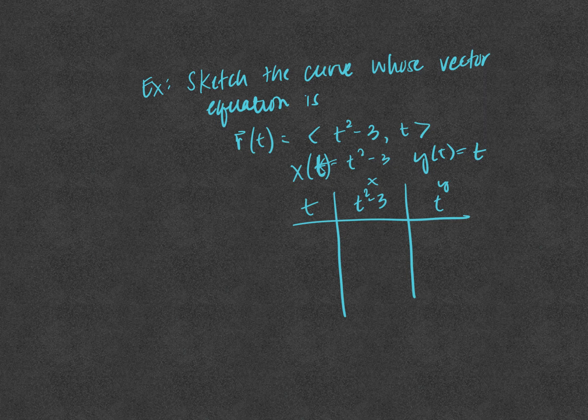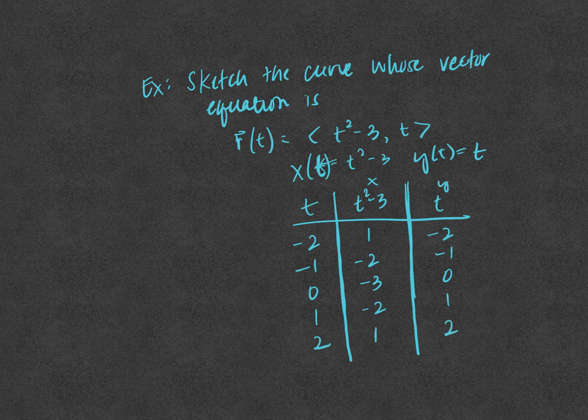The vertex of this parabola in terms of t is 0, -3. So I'm going to pick -2, -1, 0, 1, and 2 for t. And then when I plug them into x, I get 4 minus 3 is 1, 1 minus 3 is -2, 0 minus 3 is -3, 1 minus 3 is -2, and 4 minus 3 is 1. And then for the y value, we just have the t.